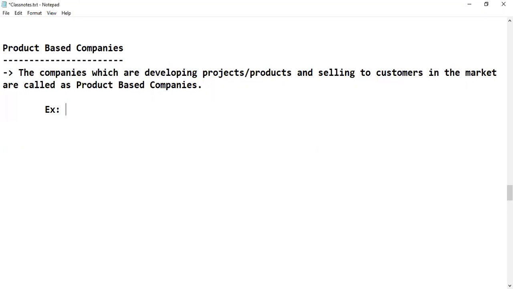For example, Microsoft. Microsoft is one product-based company. Apple is one product-based company. HP is one product-based company. Dell is one product-based company. Oracle is one product-based company. Sony is one product-based company, etc. Like that, there are so many companies available in the market who develop products and sell them in the market.